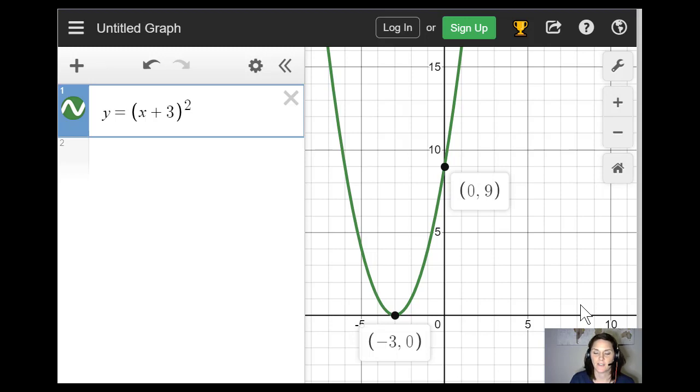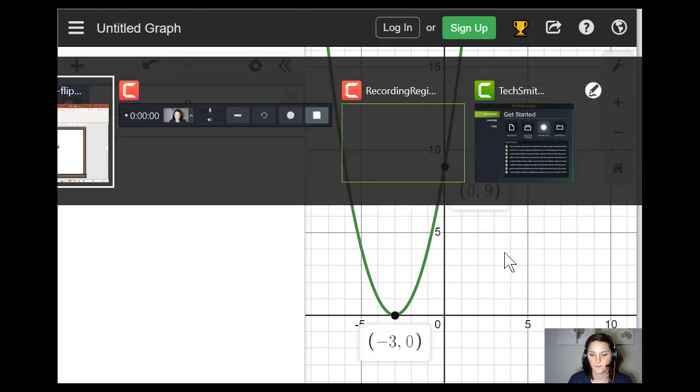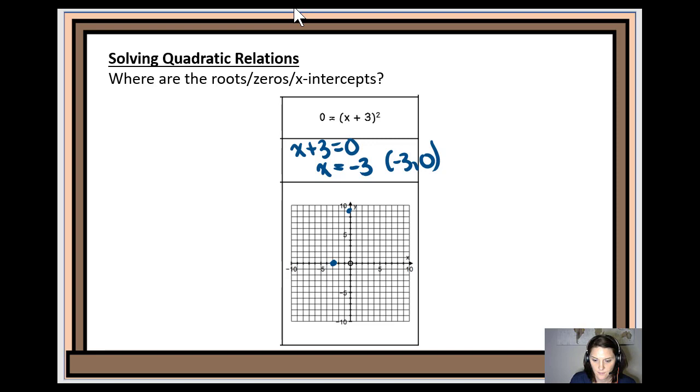Okay, looking at our graph on Desmos, we can plot the vertex at (-3, 0), which is the point that I've already drawn on our other grid. Also the y-intercept is at (0, 9). So let's make our sketch. I can plot a reflective point at (-6, 9). And then finally, labeling the line y equals (x + 3) squared.